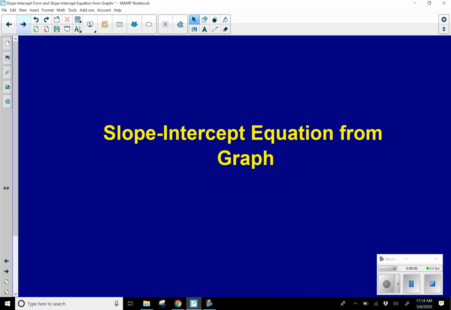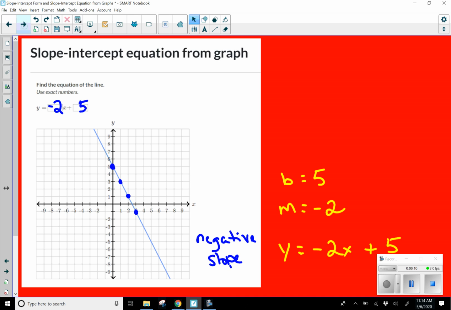Okay, slope-intercept equation from graph. Let's do a few of those. Here they're going to give you a line that's graphed, and you're going to have to determine what the slope of the line is and what the y-intercept is. Well, the y-intercept's easy. That's just going to be where your line crosses your y-axis. As we can see in this line, it crosses my y-axis at positive 5. So my b is a positive 5.